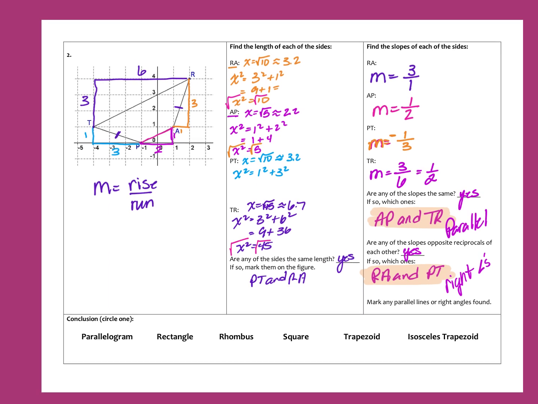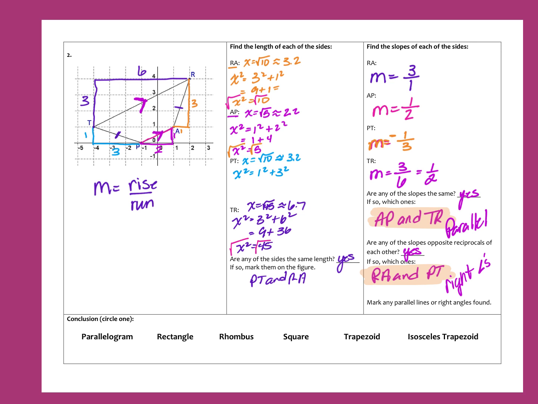There we go. Okay, so that means AP and TR are parallel. But I have a problem with the other one, that RA and PT don't even touch, right? Does this one and this one touch? No. If they extended this way, they would touch at a right angle. But because we chopped the top off, it doesn't. Does that make sense? So I don't have any right angles. Is everyone okay with that one?